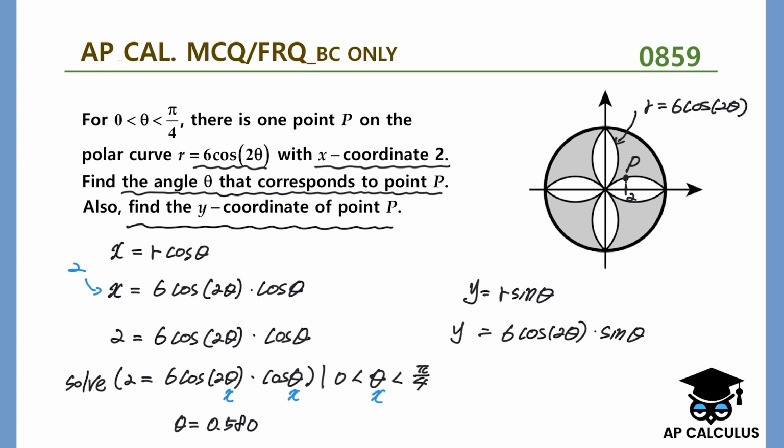So when theta is equal to 0.580, here and here, our y coordinate is, well, we're going to have to put this in our calculator. That's going to be equal to 1.313. So when theta is 0.580, our y coordinate at this point is 1.313, okay?